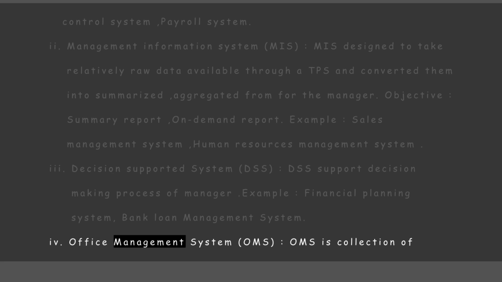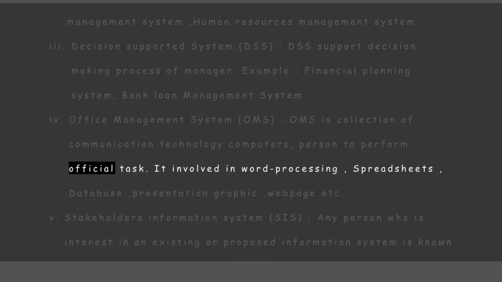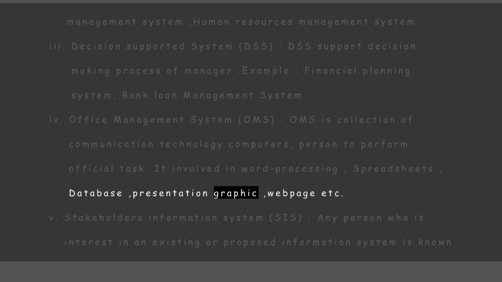4. Office management system, OMS. OMS is a collection of communication technology, computers, and persons to perform official tasks. It is involved in word processing, spreadsheets, database, presentation graphics, web pages, etc.